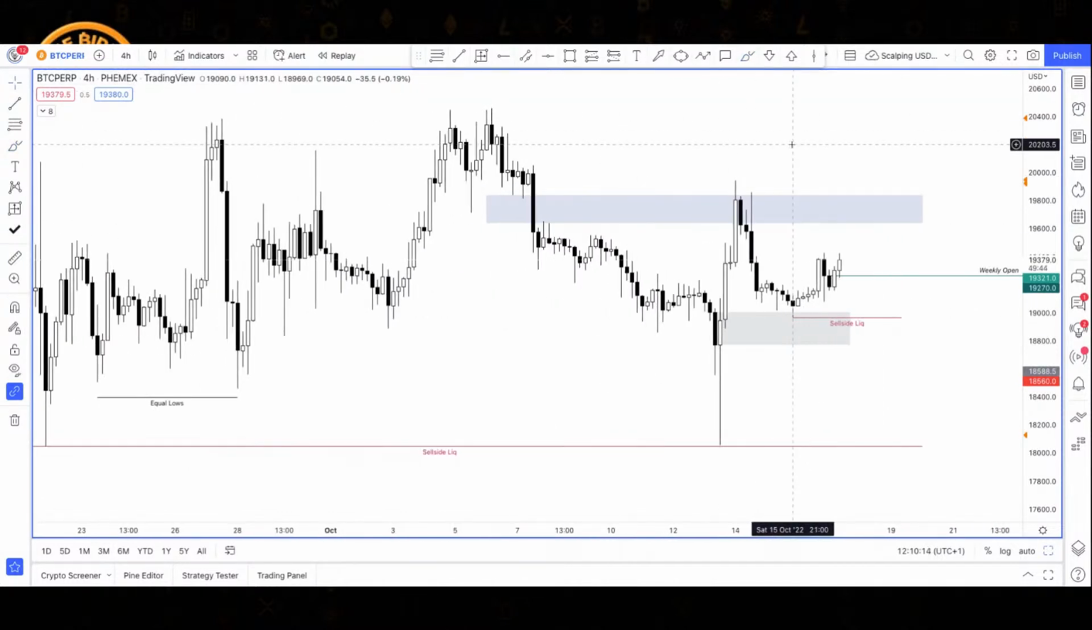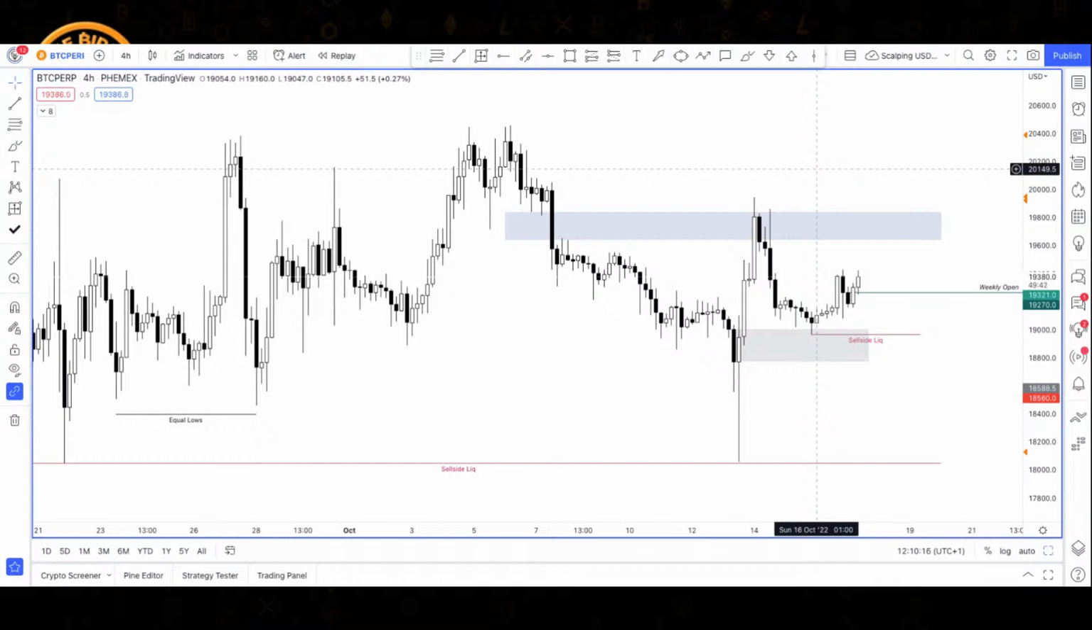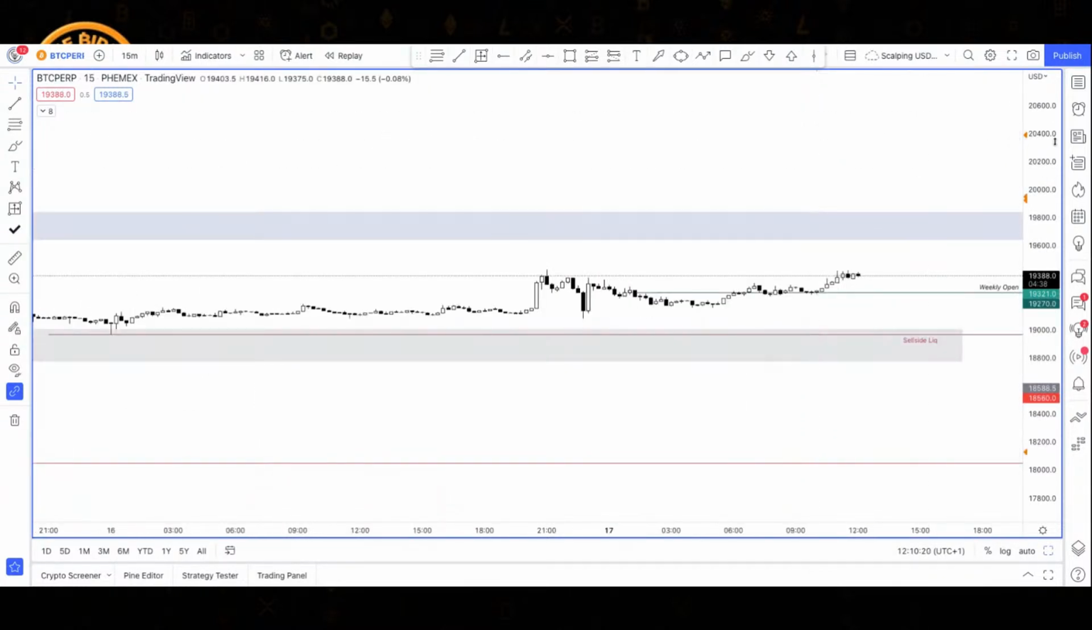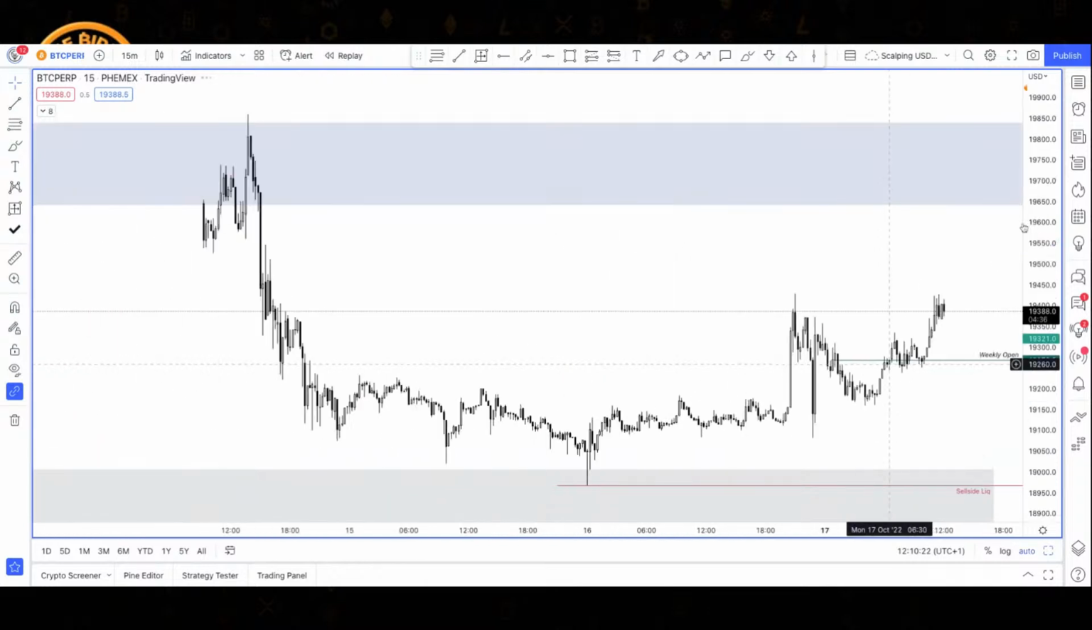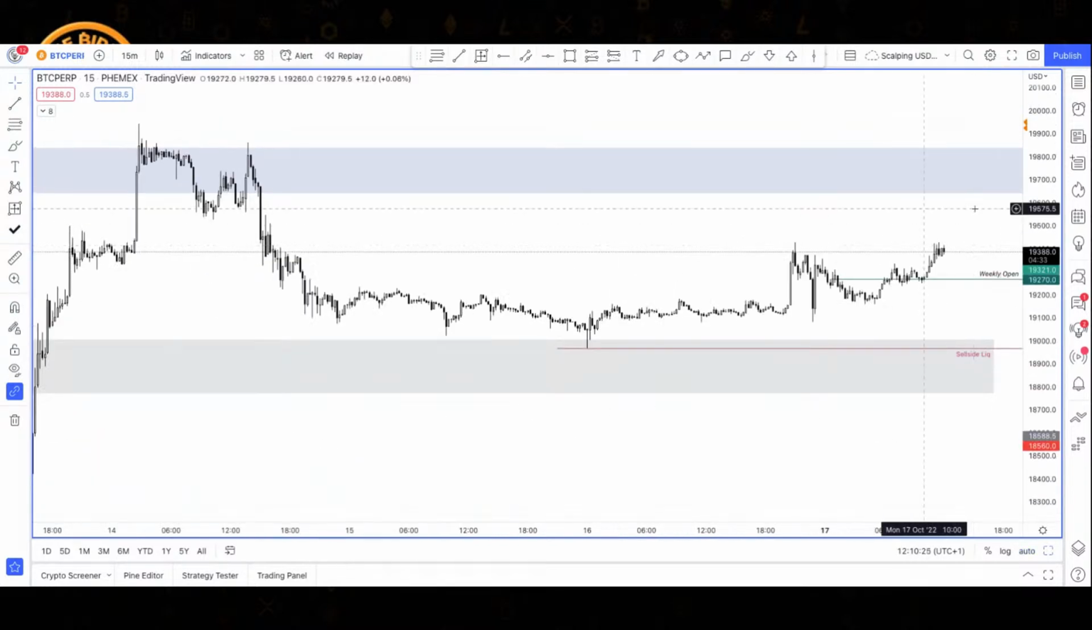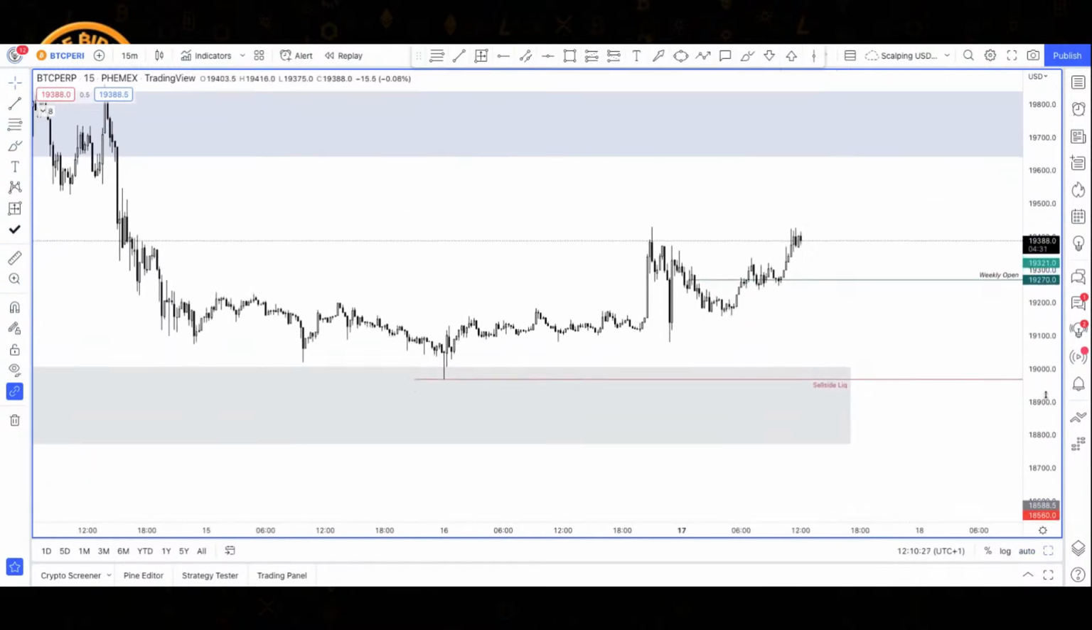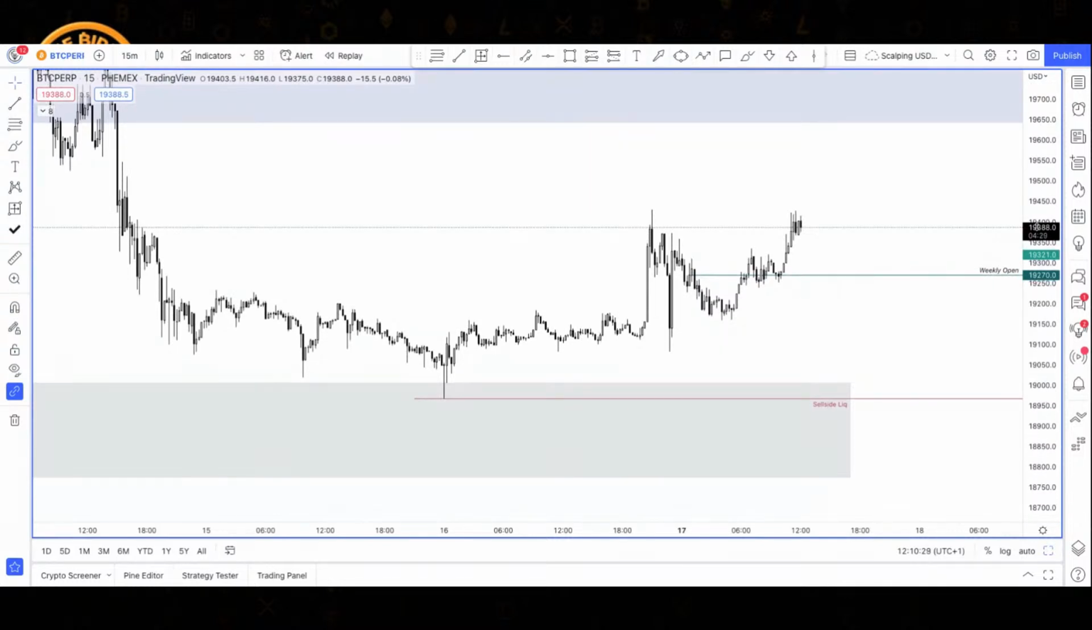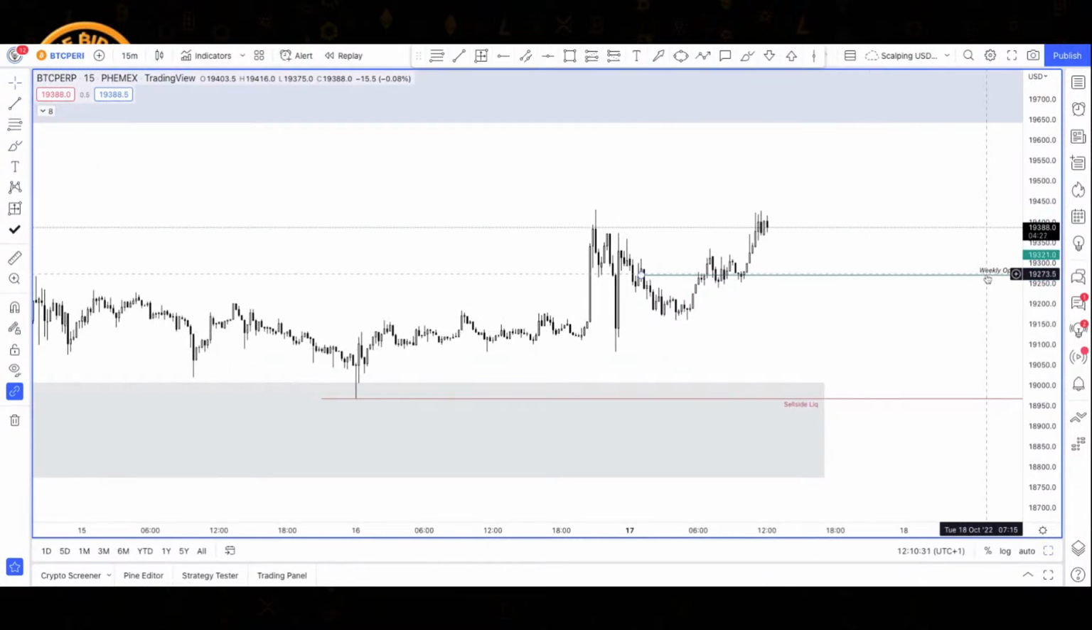Now, how does that affect us? Well, if we drive down onto the even lower time frames, and I like using the 15-minute, then there's a few things that we're looking for when we want to look for our bias. So our bias is bullish. What have we got here? We've got the weekly open. This, for me, is massive.